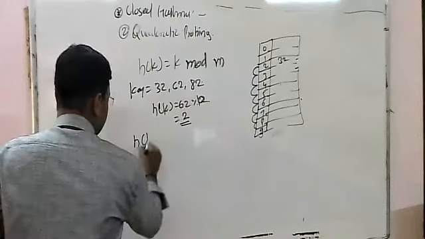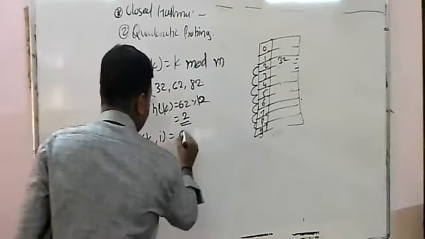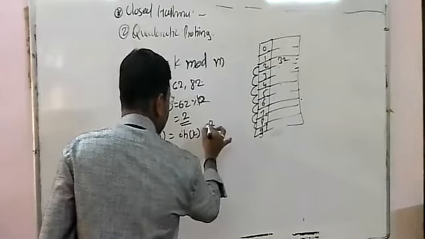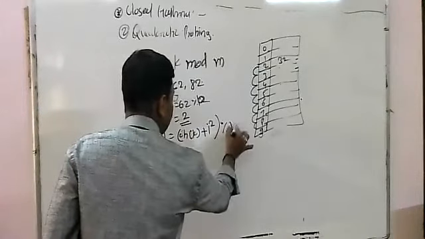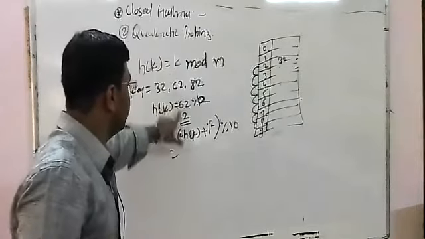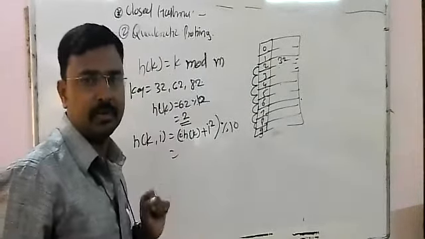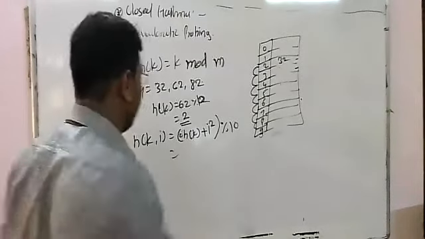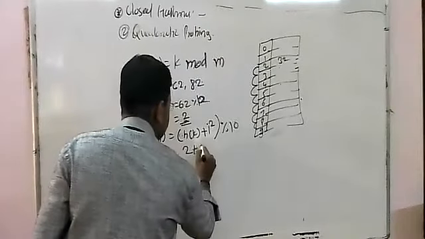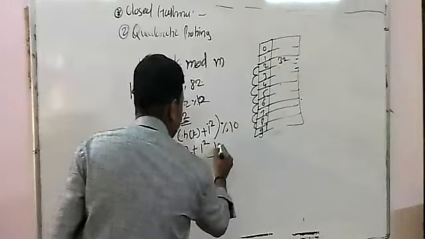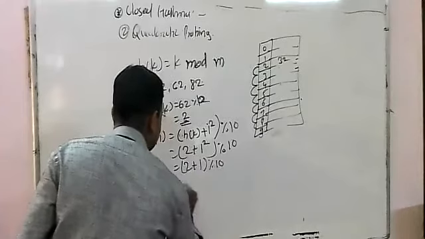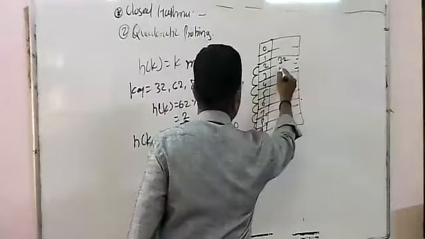h of k, i is equal to h of k plus i square, mod 10. Now, how many times has collision occurred for 62? It is occurring the first time. So what happened? h of k means 2, plus i square means 1 square, divided by modulus 10. 2 plus 1, mod 10, is equal to 3. Your element is stored at 3.